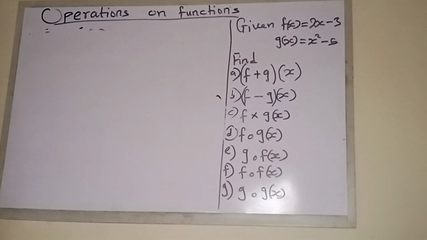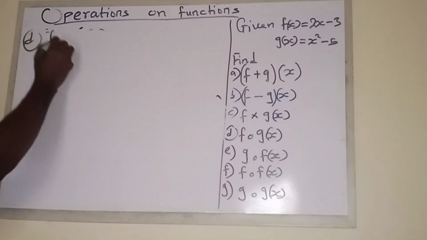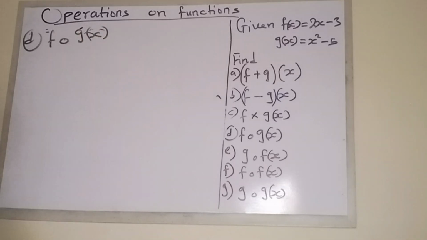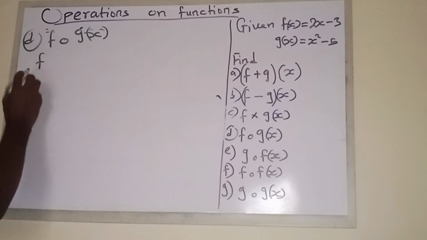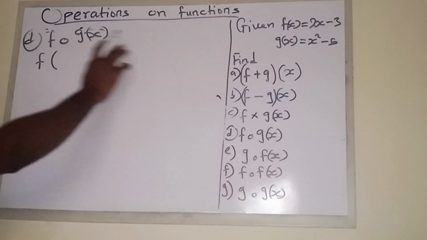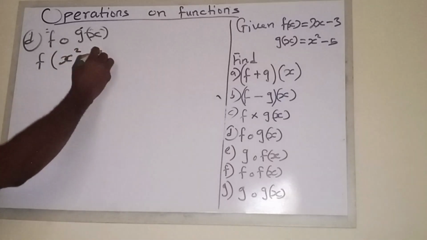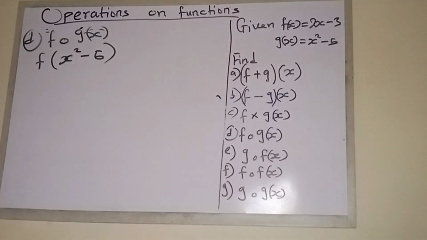The next part here says f composite g of x. Yes, f composite g of x. Please let's be careful with this. At this point, it means that our f, the function of f, into bracket the g of x. And what is our g of x? Our g of x here is x squared minus 5.